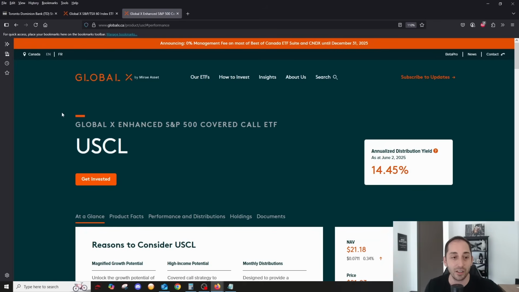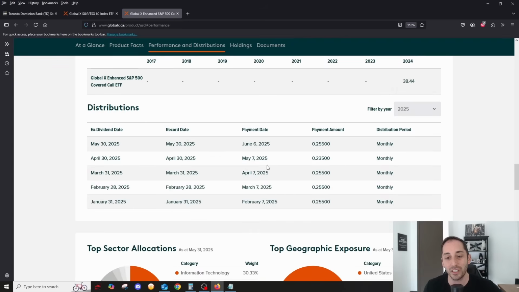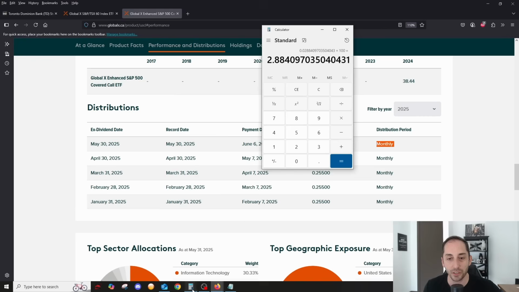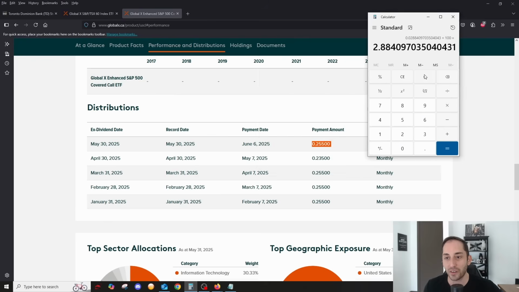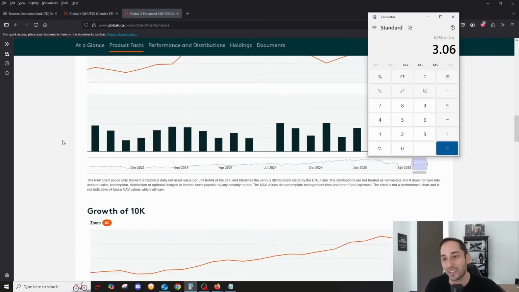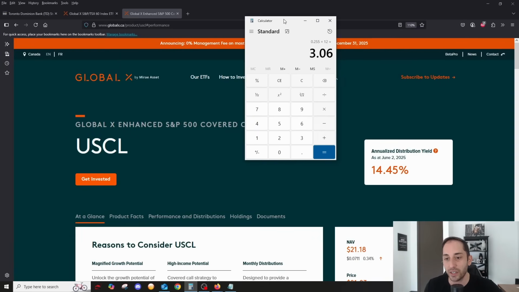This is USCL. This is the Global X Enhanced S&P 500 Covered Call ETF, and pretty much all of Global X Canada's Covered Call ETFs have a monthly distribution. So again, we have to look at what is the current monthly distribution. Right now it's 25.5 cents. So you do 25.5 times 12 instead of times 4, obviously, because this is monthly and there's 12 months in a year. So 3.06 is the current annual dividend rate.